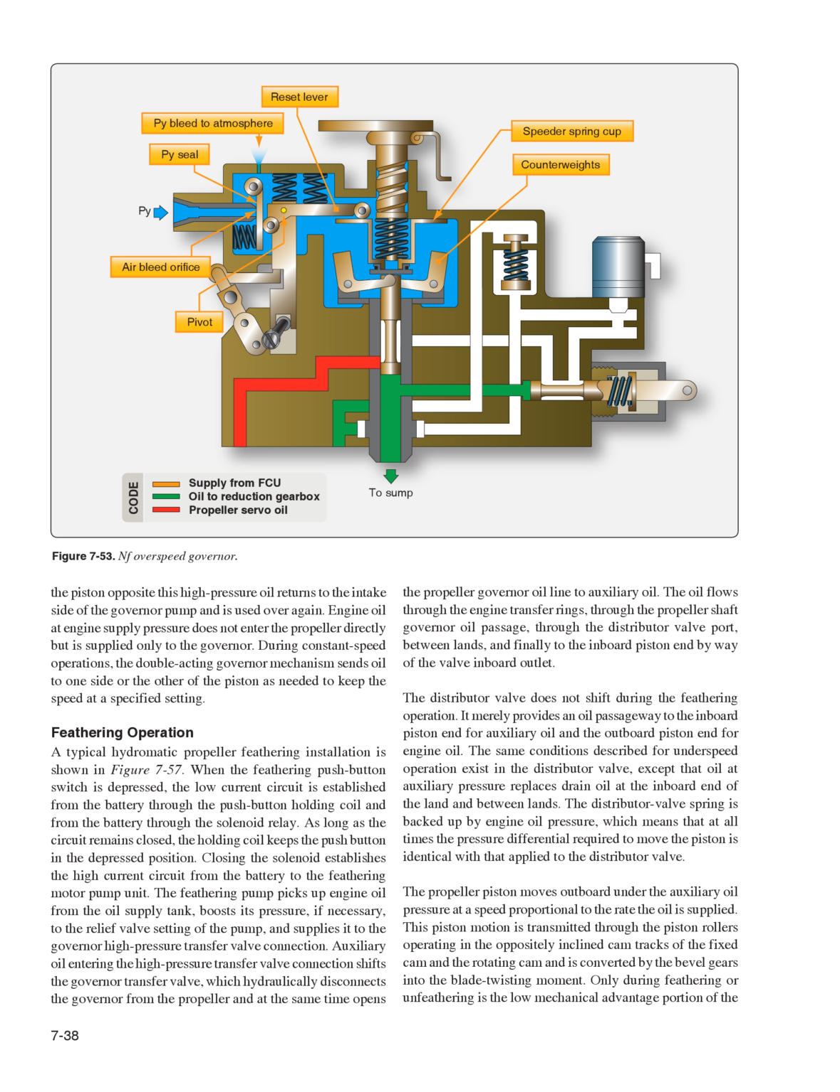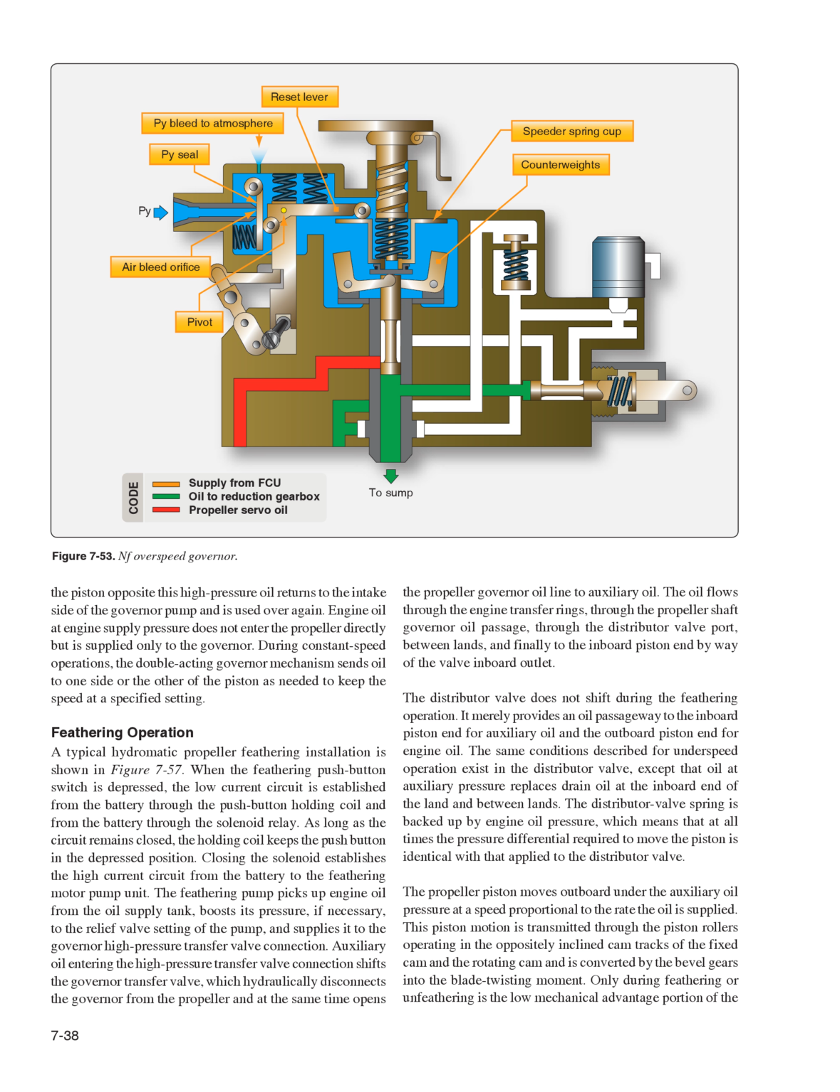Feathering operation. A typical Hydromatic propeller feathering installation is shown in Figure 757. When the feathering push-button switch is depressed, the low-current circuit is established from the battery through the push-button holding coil and from the battery through the solenoid relay. As long as the circuit remains closed, the holding coil keeps the push-button in the depressed position. Closing the solenoid establishes the high-current circuit from the battery to the feathering motor pump unit.